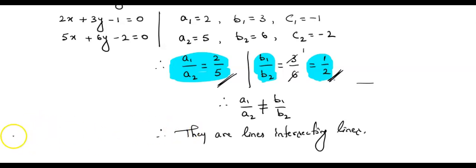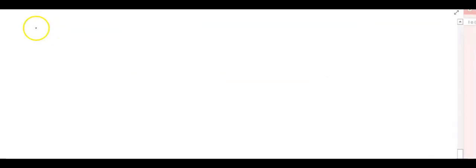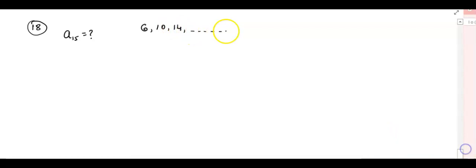Now let me solve the next problem. Question number 18. Find the 15th term of the arithmetic progression 6, 10, 14 and so on using the formula. Come, let me solve this problem. Find the 15th term, so A15 equals question mark. They have given the sequence 6, 10, 14 and so on.